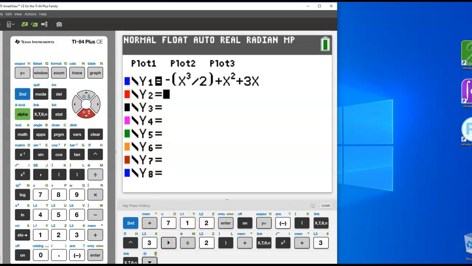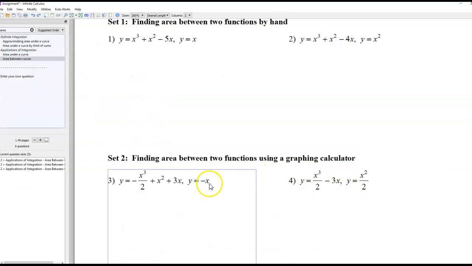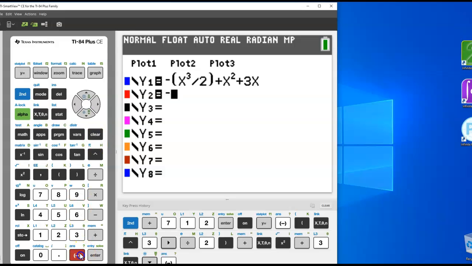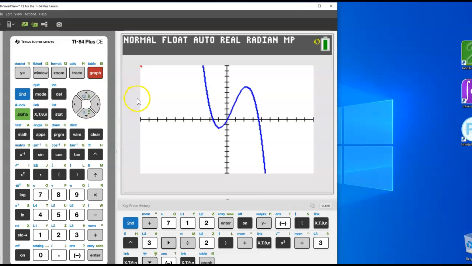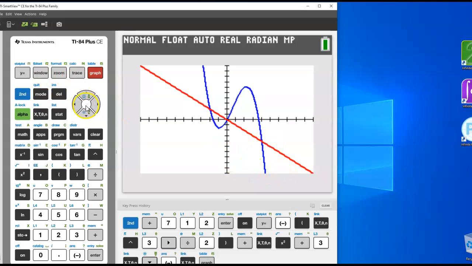Then we go down to y2, and we type in the other function, which is negative x. Easy to remember, negative x. And then what we're going to do is we're going to graph this. And we can find where these lines are crossing. Now, because of the software I'm using, you can tell where they're crossing. It's going to be -2, 0, and 4. But I still want to go through the keystrokes because sometimes you end up with problems where they don't cross at nice points. So you want to know how to do it.